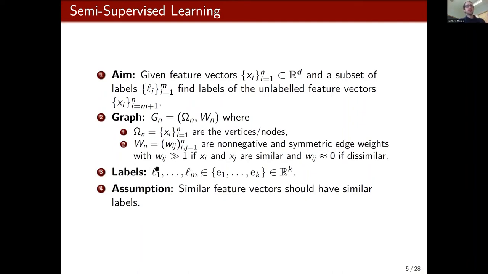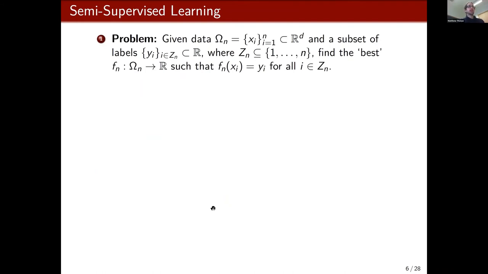Okay, so we're given these labels. I've just assumed that the first m feature vectors are labeled, and that they're categorical labels. So we have k different classes, and we want to put each feature vector in one of these k classes. The assumption then is that similar feature vectors should have similar labels, which of course is very reasonable. So the problem is: we're given our feature vectors and a subset of labels, and we want to find the best function that agrees with the labels, and then use that to predict what label we should give the unlabeled feature vectors.